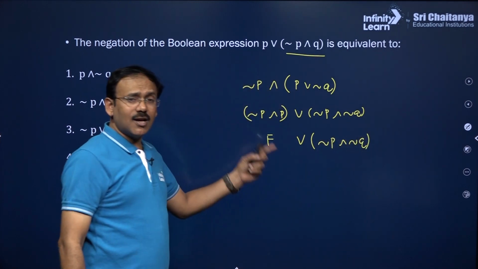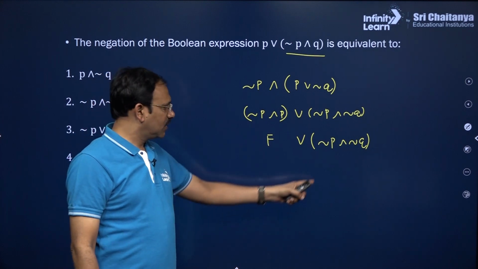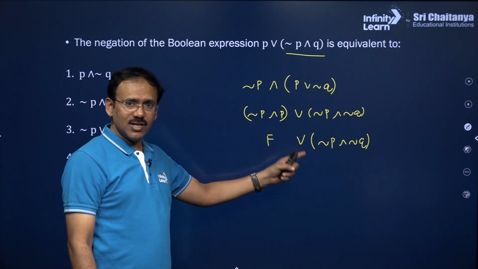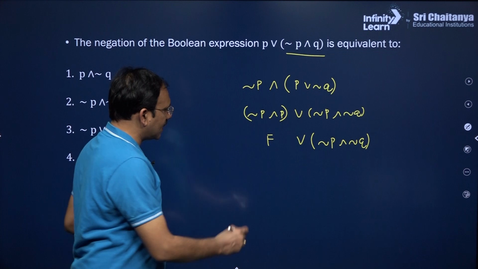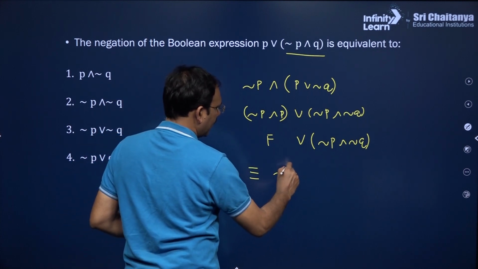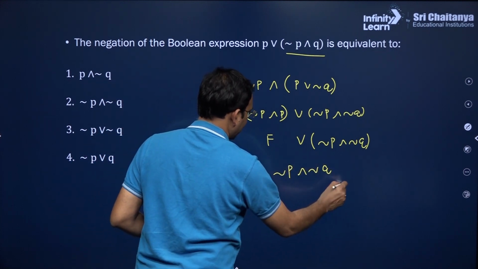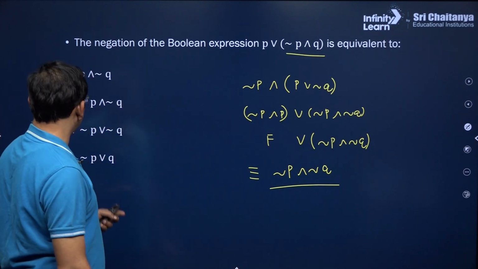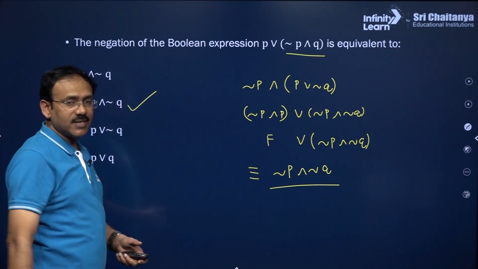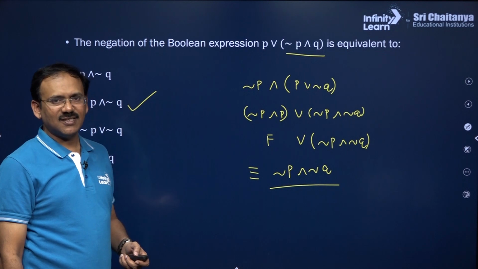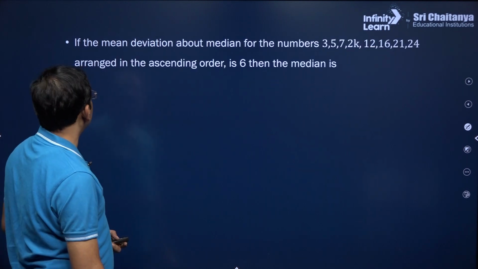False or something means something will come. If it is true, it is true. If it is false, it is false. So, I can say this is equivalent to negation P and negation Q, my dear friends, which is going to be negation P and negation Q. Second option is the answer. That's it. Okay. Next I can say.